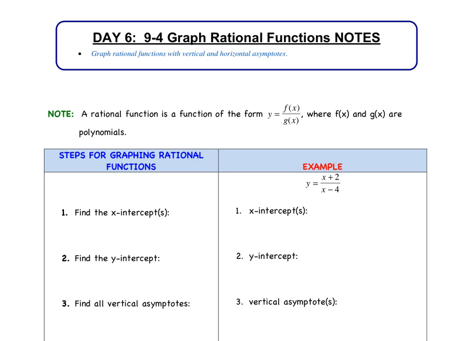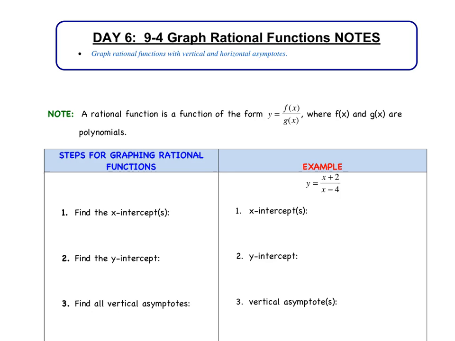So we're going to take one step further in graphing, where we graphed reciprocal functions a couple days ago, and now we are going to graph what are called rational functions. So what does that mean? Well, what is a rational function? It's a function of the form y equals f of x over g of x, where f of x and g of x are polynomials.